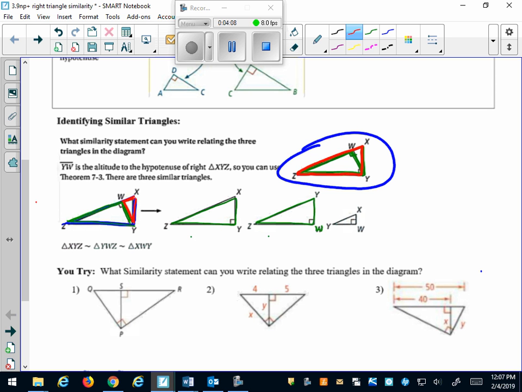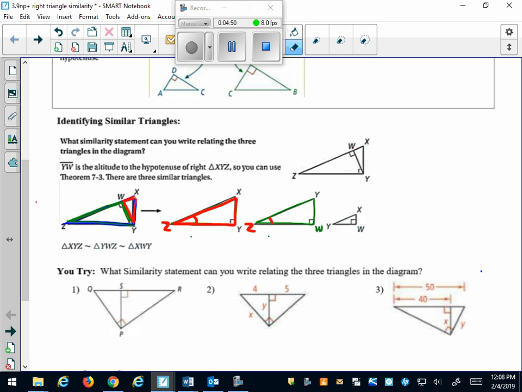Z. By reflexive property, Z is one of the angles of the medium green triangle there, and Z is one of the angles of the largest XYZ triangle there. So when we label these 2 triangles, the large and the medium, we know they share angle Z, so we can label that corner Z there. Then we just have the remaining angle. In the largest triangle, the red one, the remaining angle was X. In the medium triangle, the remaining angle would be Y.